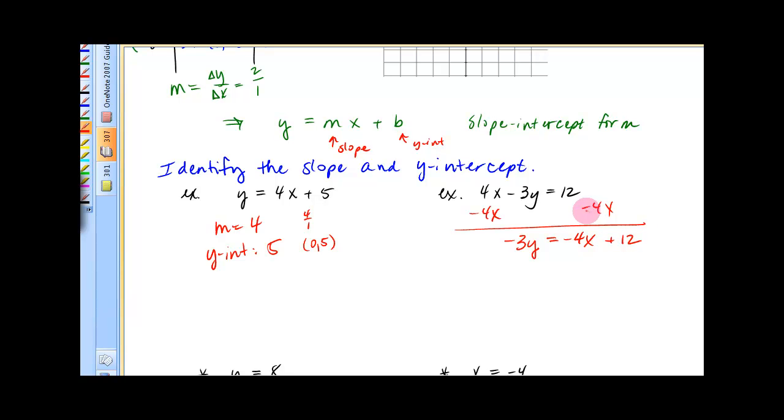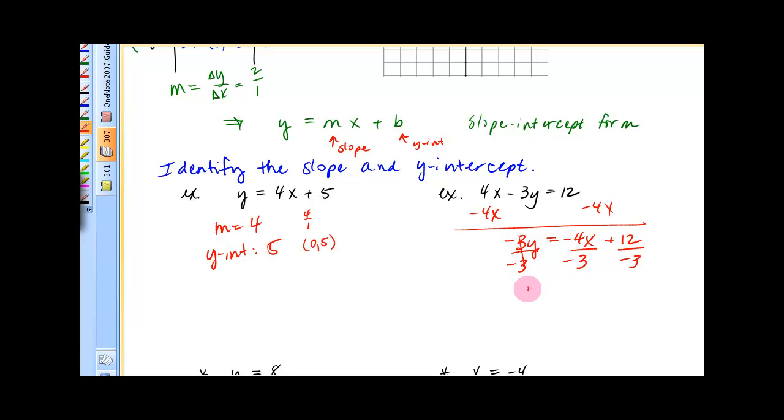Now the reason I wanted to put it in front of that 12, so that it's sitting right next to the equal sign, is because I want the x to be right next to my equal sign, just like it is in my slope-intercept equation. I want it to look just like y equals mx plus b. I'm not done here because I still have a coefficient in front of y. So what I need to do is divide every single term in this equation by negative 3.